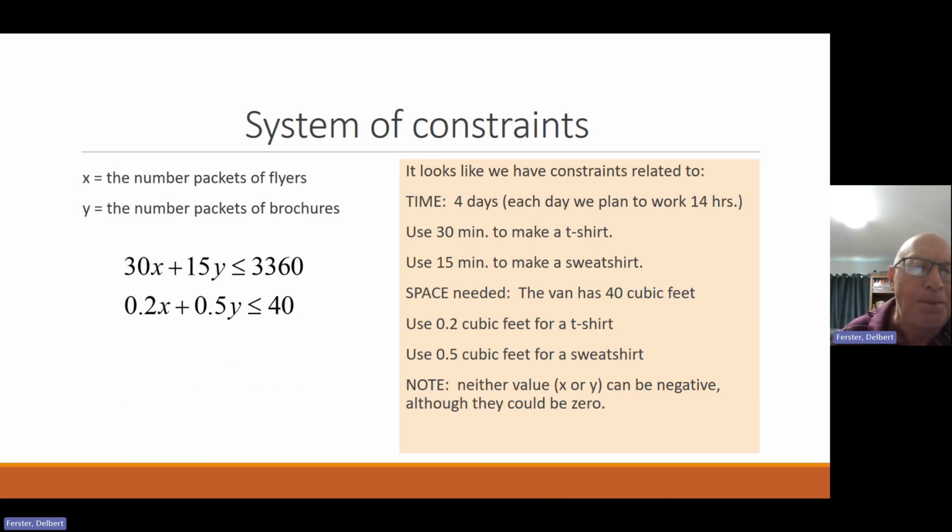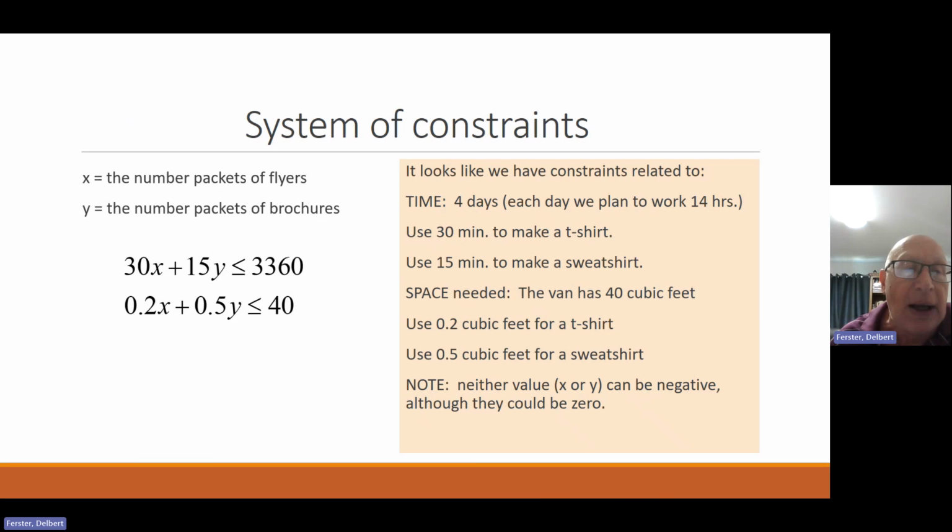All right, what do we got? Well, in terms of 30 minutes for each t-shirt, 15 minutes for each sweatshirt, and that 3360, if you're wondering where it snuck in, remember, we had 4 days at 14 hours a day. That's 56 hours that we're willing to devote, and each of those hours is worth 60 minutes. So we're running straight out to minutes on that first constraint: 30x plus 15y is less than or equal to 3360. That's a minute play.